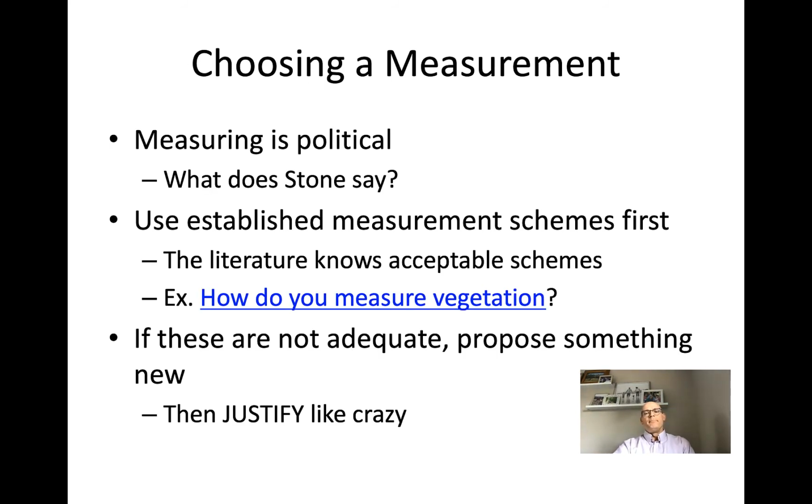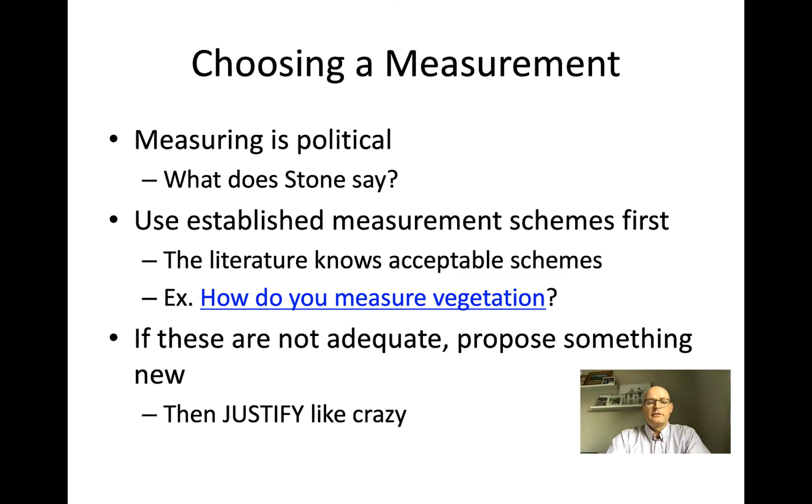So choosing a measurement is not just about which is the most scientific or which the literature uses the most. Measuring can be political. If you read the chapter on measurement, Deborah Stone says all sorts about why we choose to measure things the way we do, like unemployment. You should also try to figure out what kind of measurement schemes are being used generally and whether or not they have some strengths and weaknesses. The literature generally knows which are acceptable schemes.